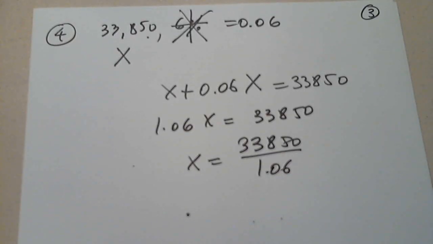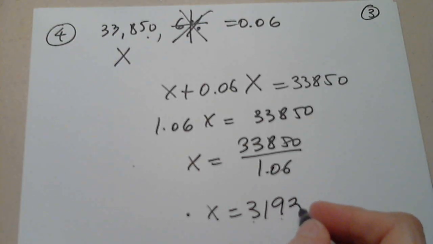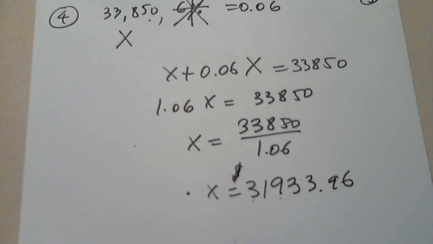Excellent. So with the graphing calculator, we divide 33850 by 1.06. So the original price, the initial price was 31,933.96. To this amount, 6% was added, but 6% of the amount of the original price.